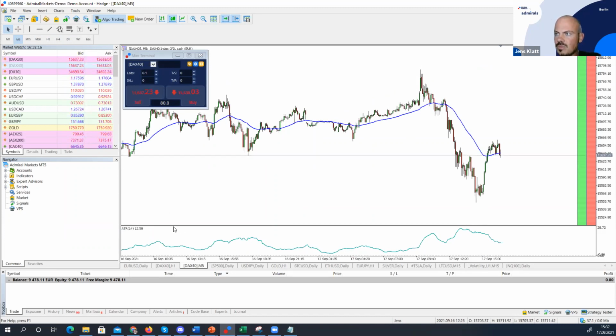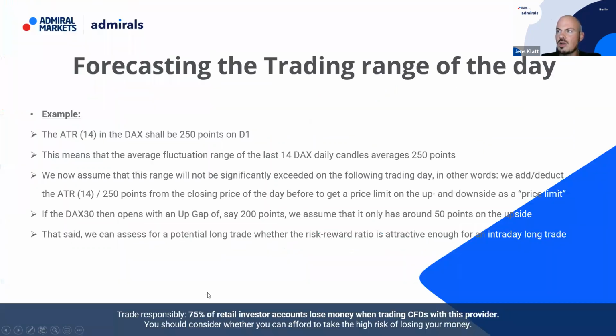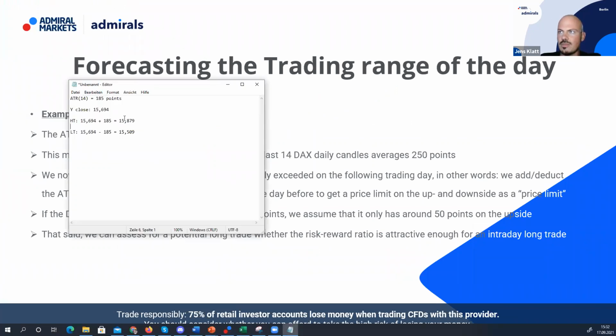You can see here I also have the ATR on a 14 minutes time span below that, but this is not what's of interest for us. This is something I'll go through with you now. Let's go back here to the slide. So again, what we just did here is look at how much potential we give the DAX on the upside, respectively on the downside, for the respective trading day.